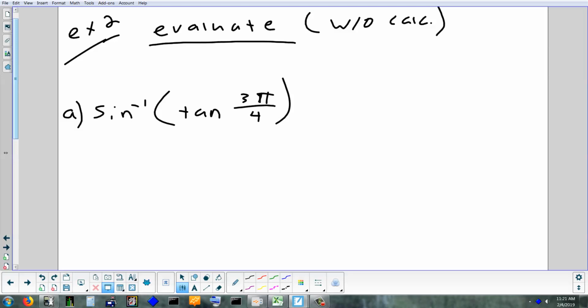When you simplify an expression, you always use PEMDAS. Right? Start with your parentheses. So forget about inverse sine for now. See if we can figure out what number is on the inside. The tangent of 3 pi over 4.